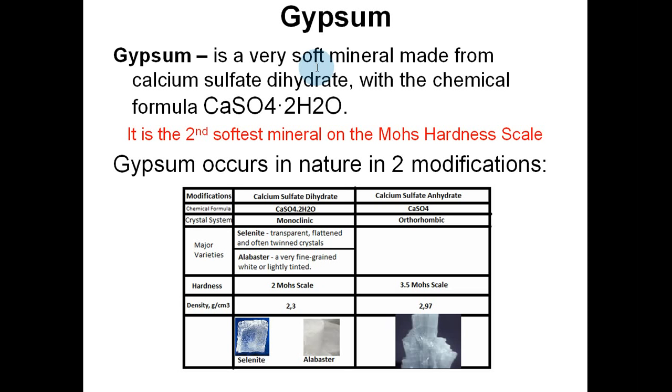Calcium sulfate dihydrate appears as selenite, which is transparent, flattened, and often twinned crystals. It also appears as alabaster, which is a very fine-grained white or lightly tinted material. Its hardness is 2 on the Mohs scale, whereas calcium sulfate anhydrate has a hardness of 3.5 on the Mohs scale.